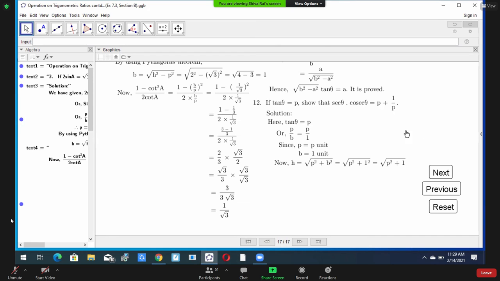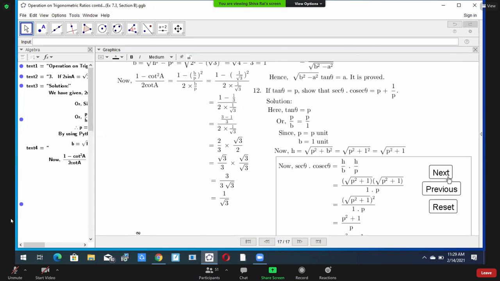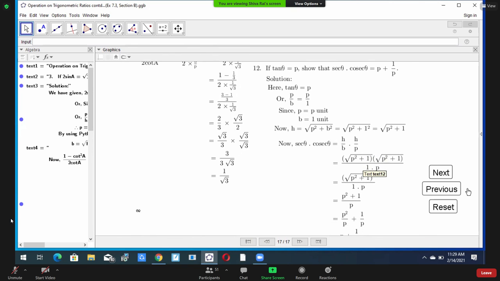Now we are very near to get this. Now look here. Sec theta into cosec theta, we have to get P plus 1 upon P. So use this: sec theta into cosec theta equals H upon B into H upon P. Sec theta means H upon B, and this dot means into, cosec theta means H upon P. Now just substitute the value and simplify.